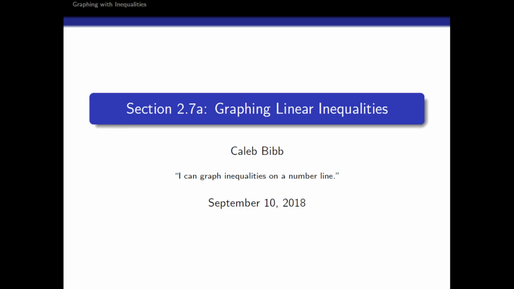Welcome to section 2.7a, Graphing Linear Inequalities. Our objective today is I can graph inequalities on the number line.